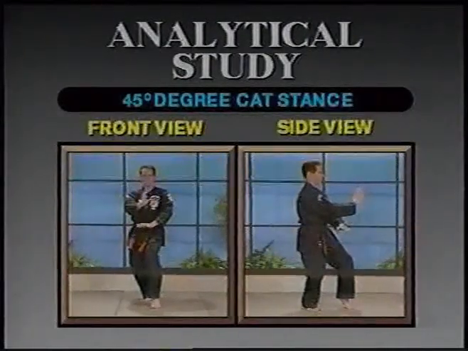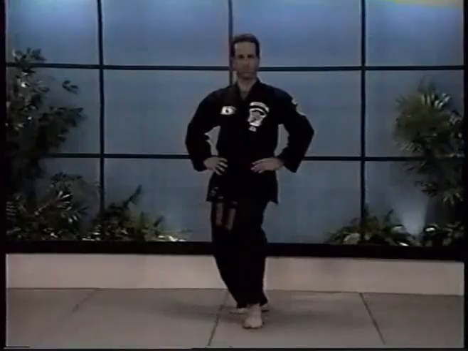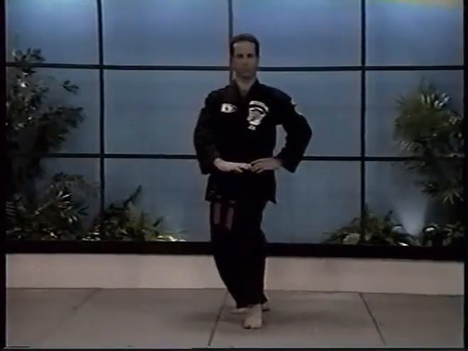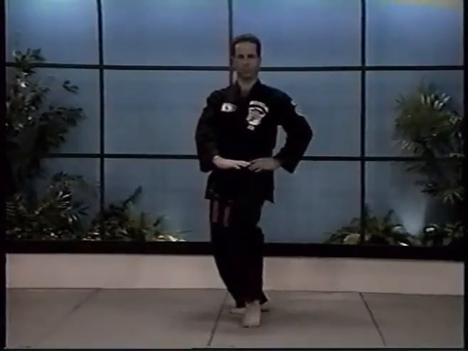Analytical study of the 45-degree cat. Front view. Keep your right arm low. Remain flat on your right foot. Keep 90% of your weight on your right foot. Your eyes and head should face straight ahead. Keep your left arm high. Keep your thighs relatively close together. Plant the ball of your left foot only. 10% of your weight should be on your left foot.